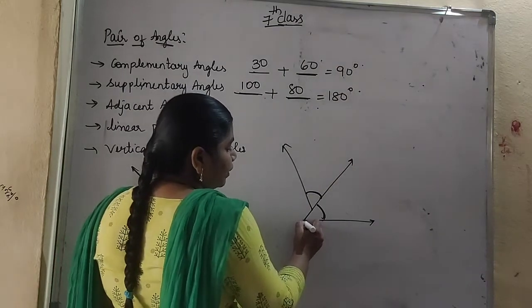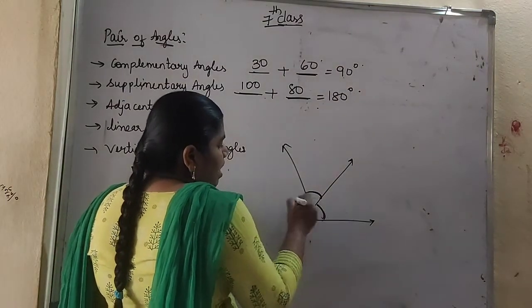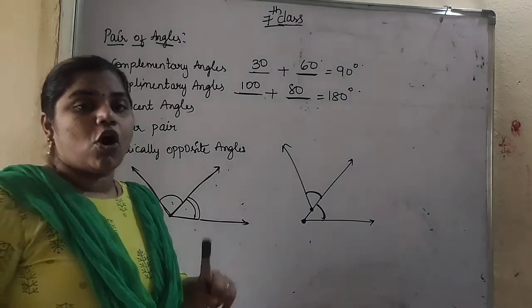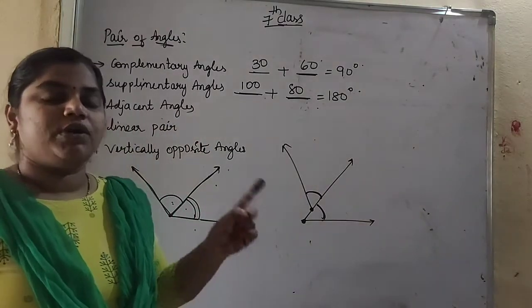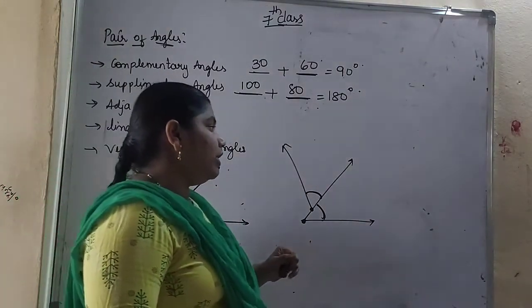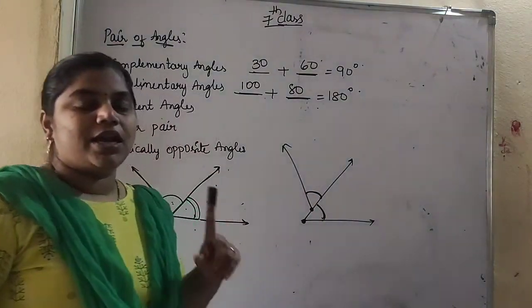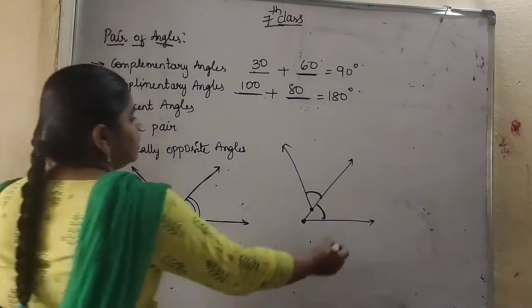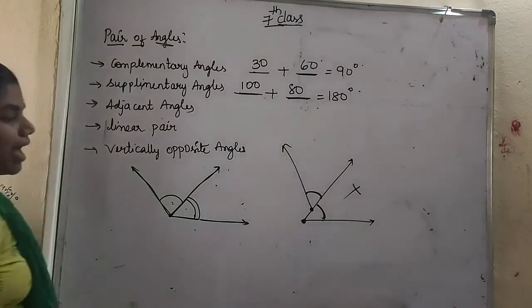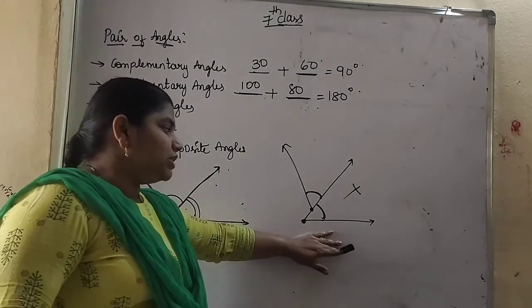You are seeing two different vertices here. One here and one here. It should have a common arm and also it should have a common vertex. Then only we will say that the two angles are adjacent to each other. So this figure is not adjacent angles. It is not forming adjacent angles.